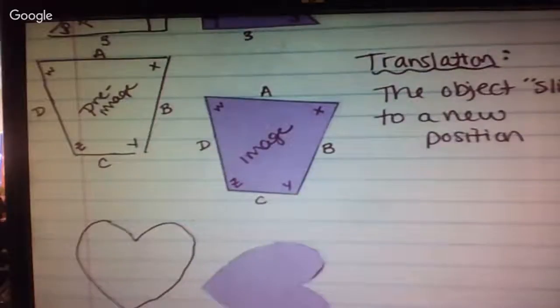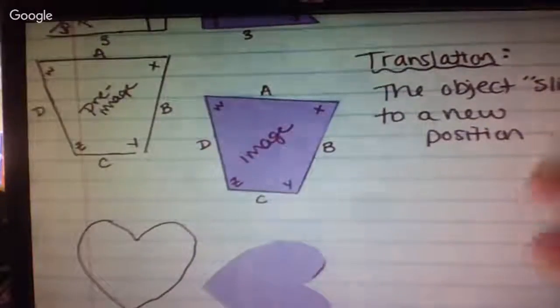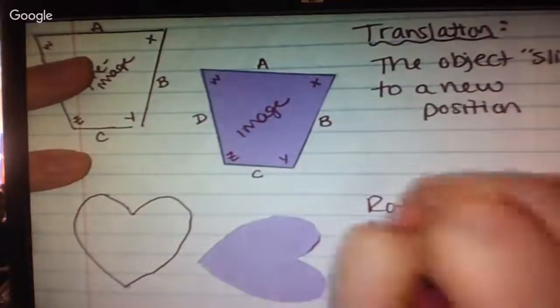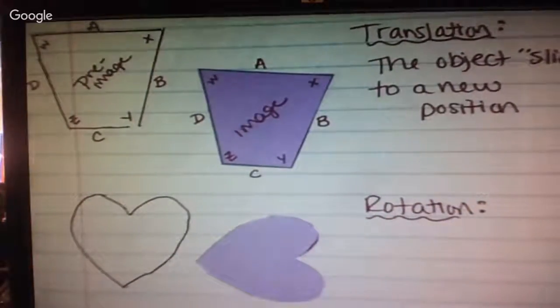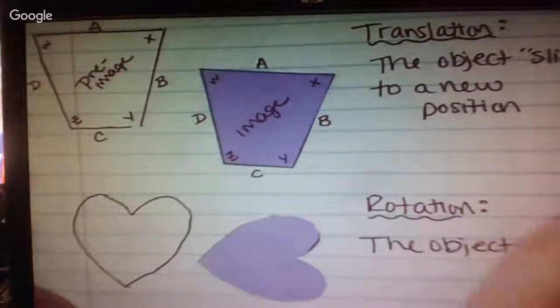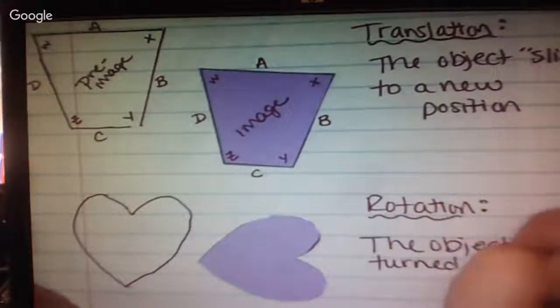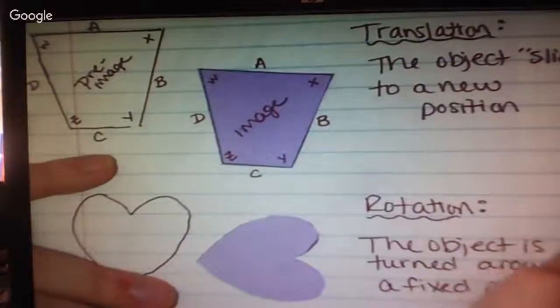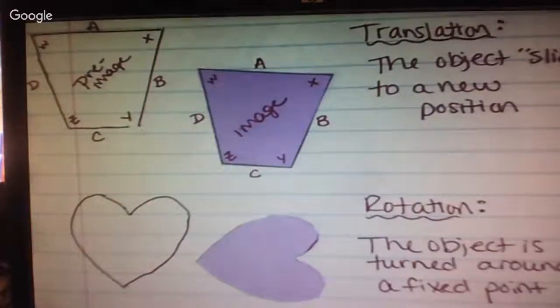So we've talked reflection, translation. What's my bottom one? Rotation. Rotation. The object is turned around a fixed point. Okay, we're only going to talk about rotations around the origin. Okay, but you can rotate around any point on the coordinate plane.